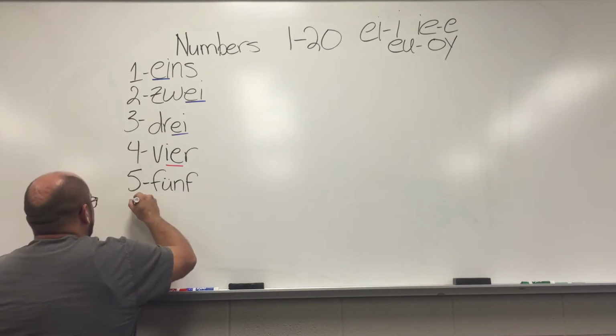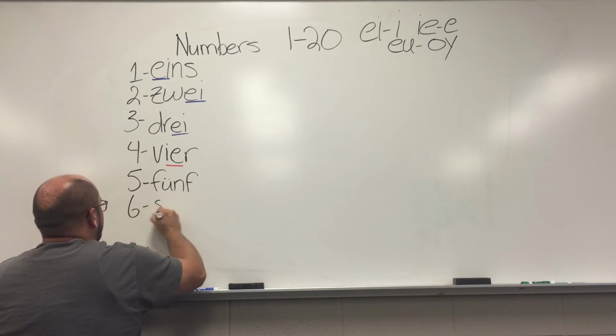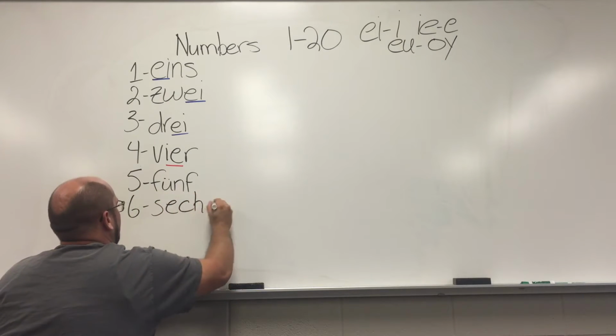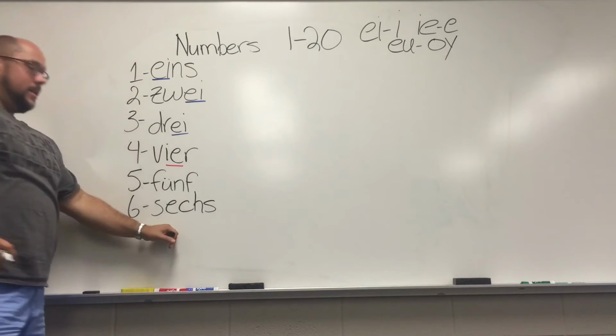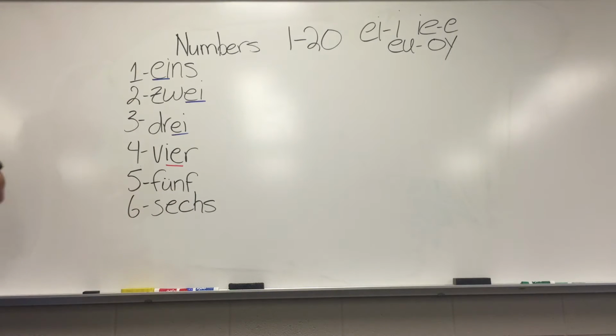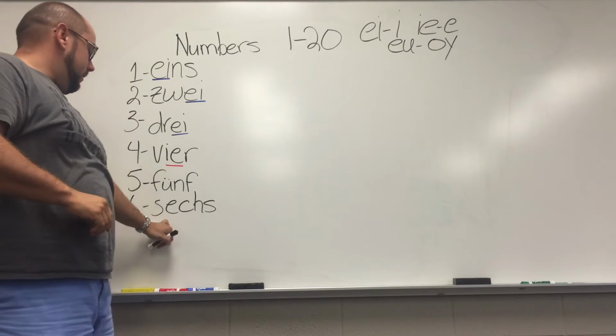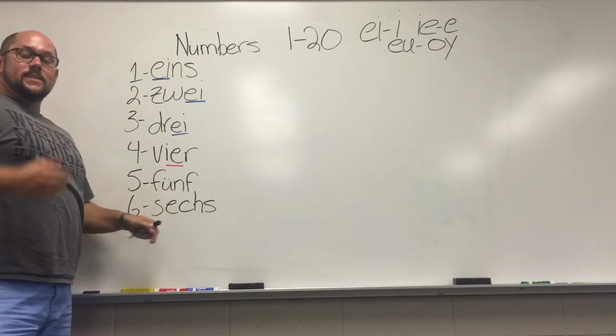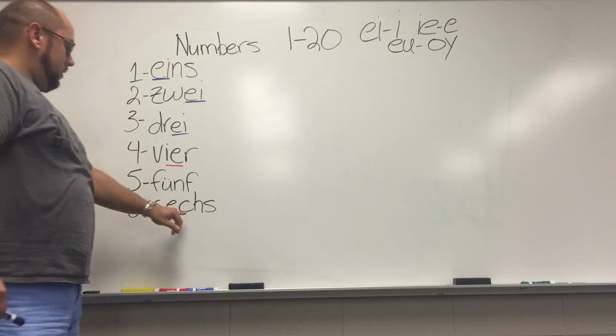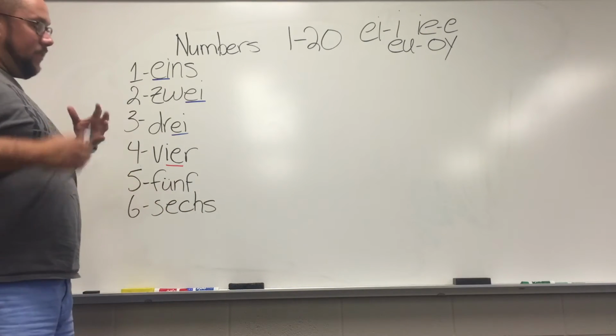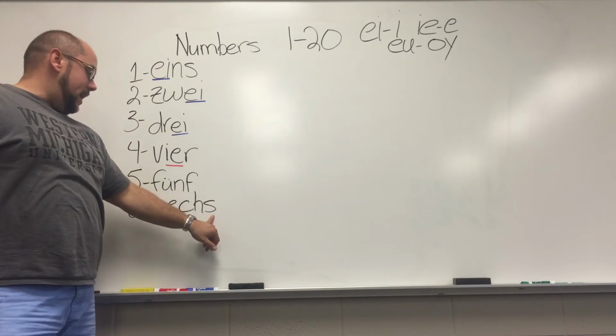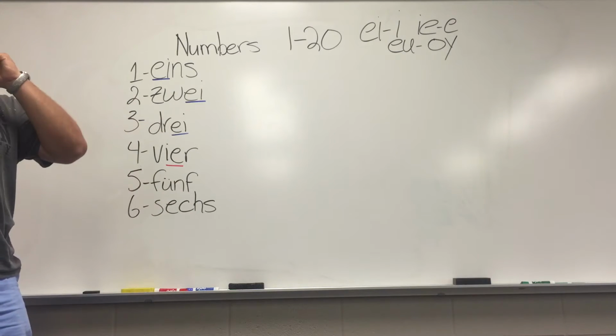Number 6. Sechs. Zex is the number 6. The Z at the beginning makes the Z sound. The CH makes a kind of a K sound, and then the S at the end: Zex.